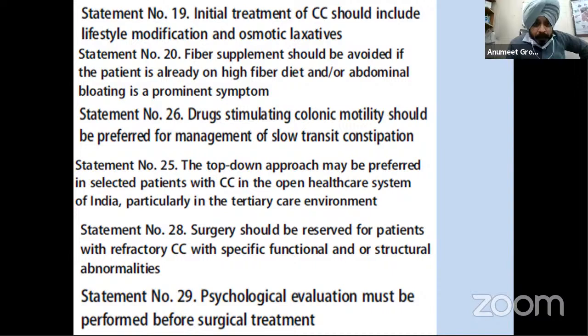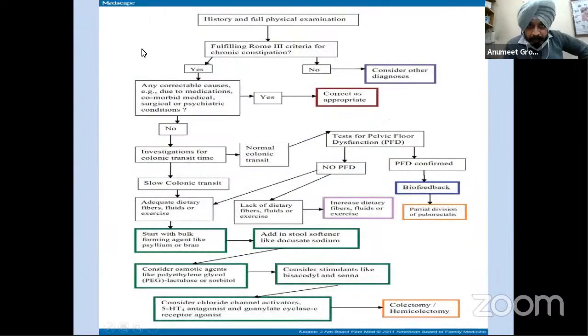This is important. Slow transit constipation patients usually need a high dose of laxative, and they need two or more laxatives for the relief of constipation. The top-down approach should be preferred in slow transit constipation patients. So this is the summary of chronic constipation, the tests and how to approach the evaluation and the management.